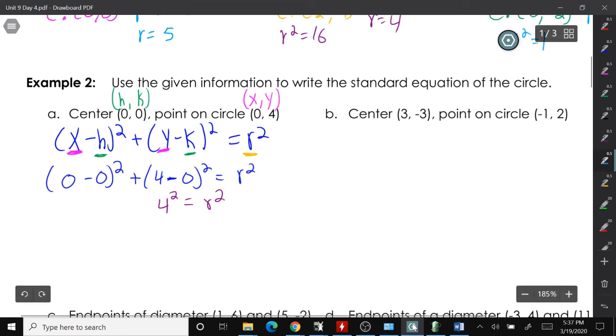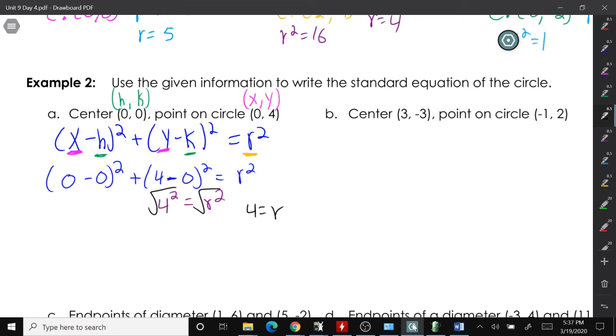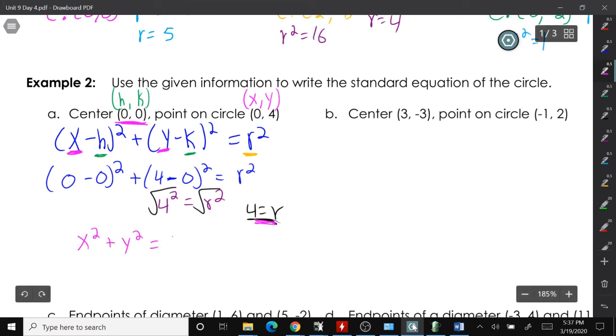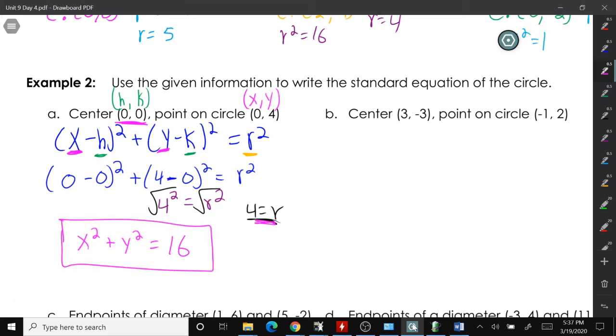Now, yes, you can simplify this and say, okay, well, square root both sides, and we get 4 equals r. That's okay. Or you can just leave it in terms of r squared. This is probably a better idea. So I know my radius is 4. Now I have my radius, I have the center of a circle, so I can do what we did yesterday. So x squared plus y squared equals 4 squared, or 16. And that's the equation of the circle.